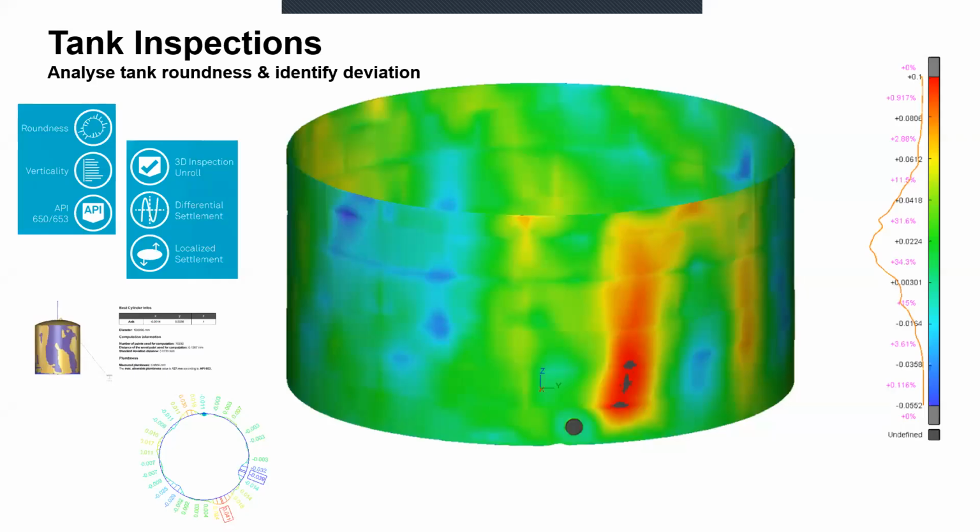You can do your tank calibration. If you have a deviation on your tanks, yearly, when you have to calibrate your fuel tanks, your water tanks, all the different kinds of storage, you can do various analysis using the same point cloud data for roundness and verticality. You can have 3D inspections, and you can have differential settlements and localized settlements all together for the tanks.